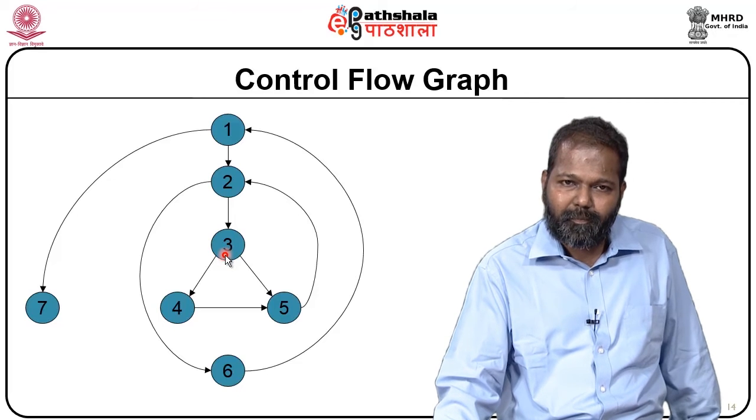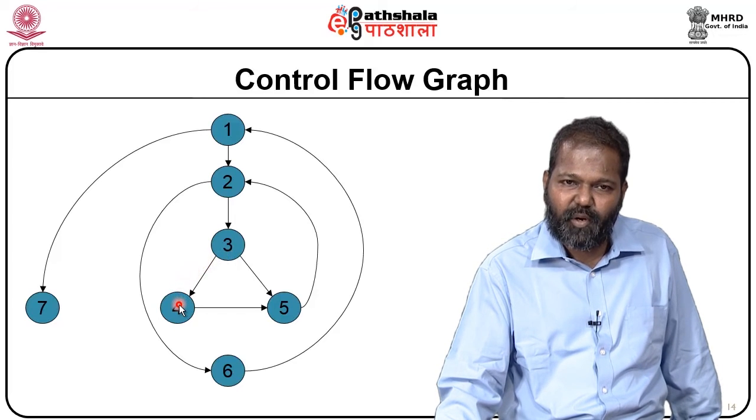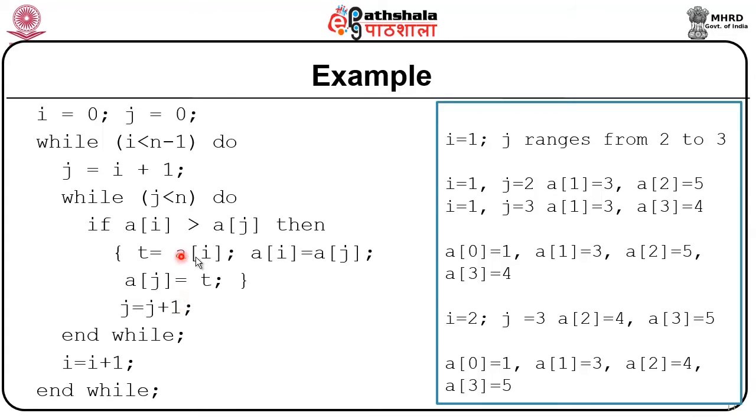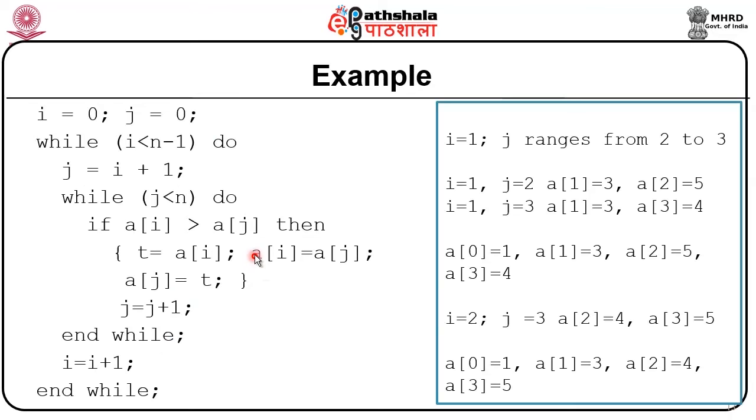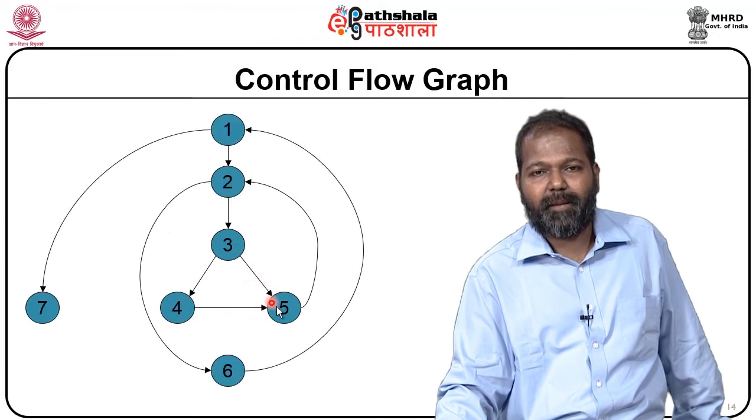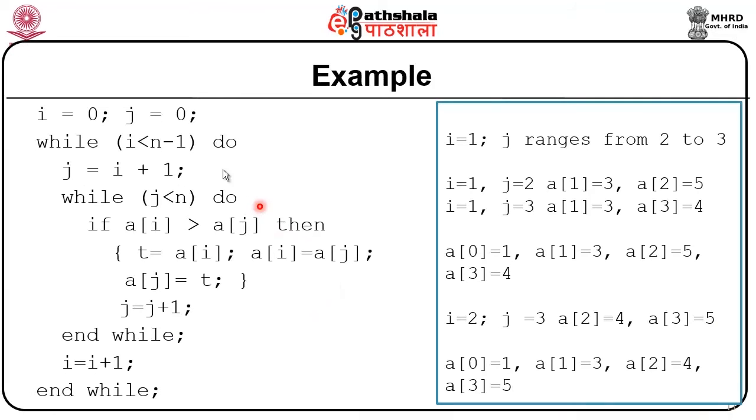If it is true, the control is transferred to 4, that is t equal to a of i, a of i equal to a of j, a of j equal to t, then j equal to j plus 1. If the condition a of i greater than a of j is false, then you increment j by 1, j equal to j plus 1. Then you check while j less than n.